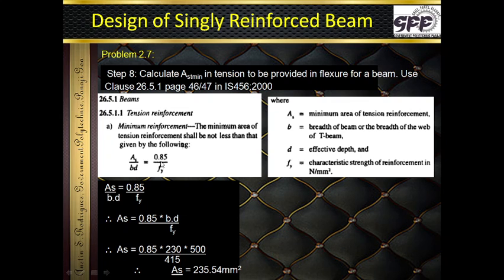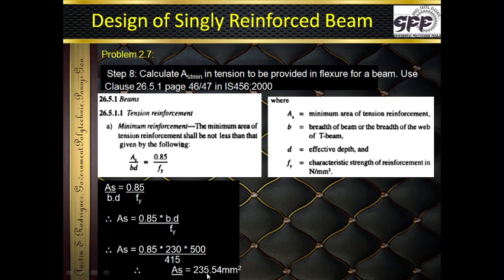Now going to the next step. The next step is calculate AST minimum in tension for a beam. A beam in bending has to have a minimum amount of steel in tension. How much is it? Now the code says in clause 26.5.1, AS upon BD is equal to 0.85 upon Fy. So cross multiplying, this gives me AS equal to 0.85 BD upon Fy. So AS is equal to 0.85, B is 230, D is 500, Fy is 415. So we get the value of AS as 235.54 mm square.